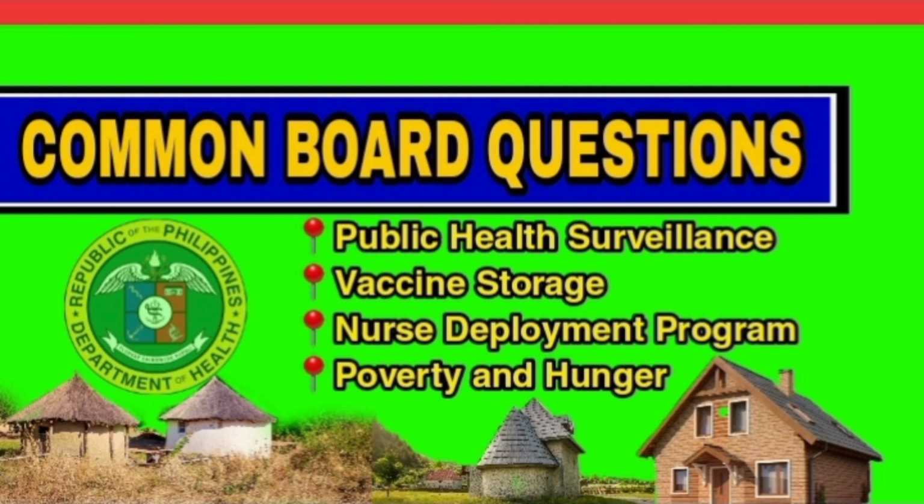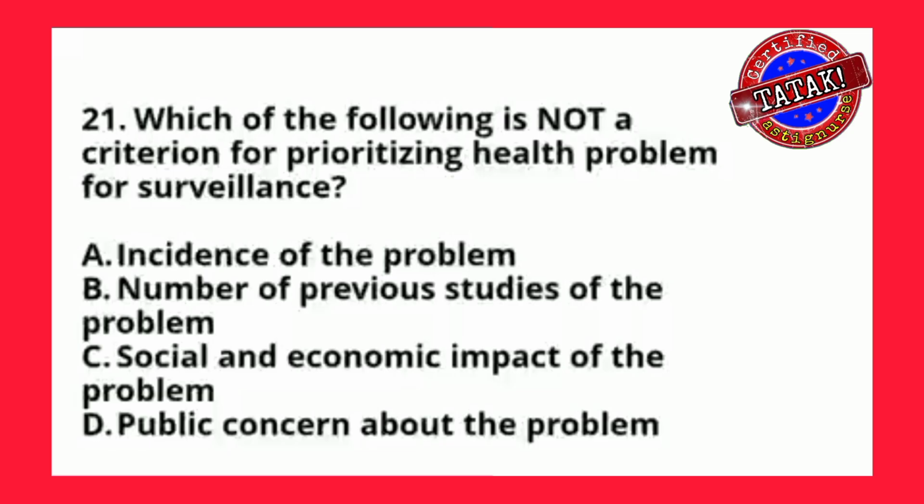So pag-usapan natin ngayon itong ating public health surveillance, vaccine storage, nurse deployment program, and poverty and hunger concept of the nursing practice 1. Okay? Okay, so let's continue with your number 21. So number 21, which of the following is not a criterion for prioritizing your health problem for surveillance?